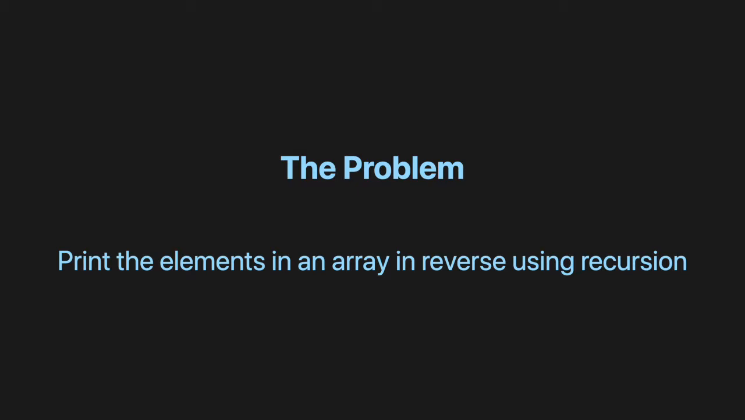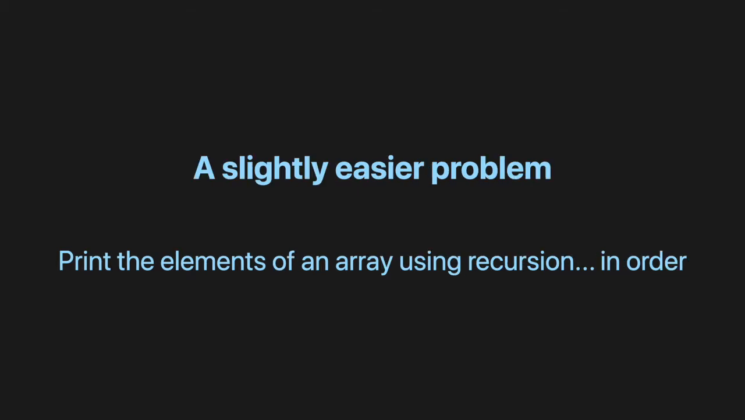Okay, so here's the problem. We want to print the elements of an array in reverse using recursion. But before we do that, let's look at a slightly easier problem and see if we can figure that out first, and then we'll come back to this one. Okay, here's the slightly easier problem. We're just going to print the elements of an array using recursion in order.